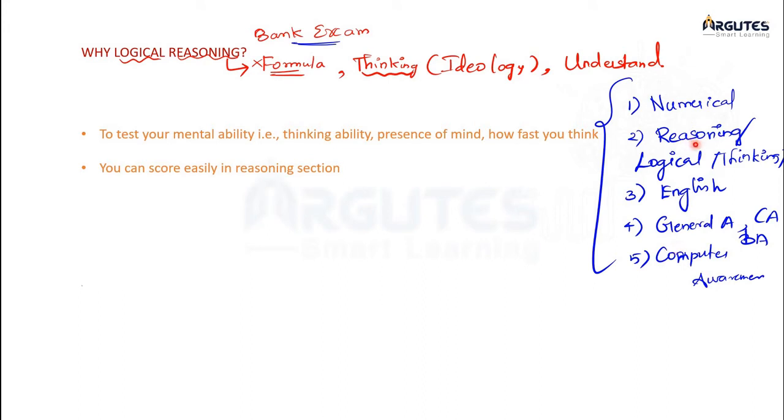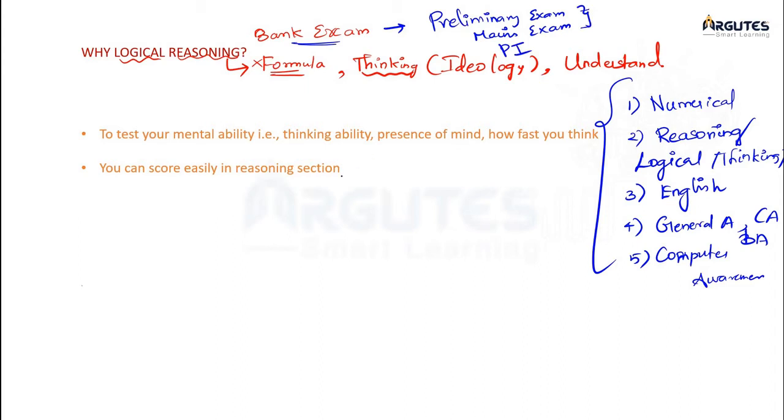The number of questions and timing for each of the sections might vary. Generally, a bank exam has 3 stages. One is the preliminary exam, another one is the mains exam, and the last one is the personal interview.